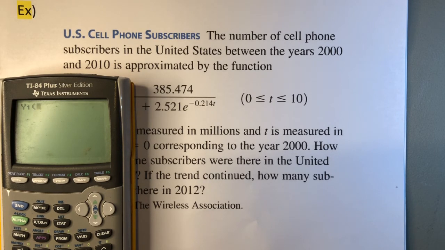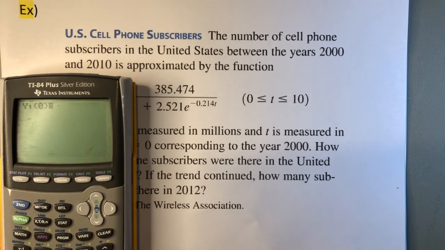So how many subscribers were there in 2000? That would be when t is equal to 0. That's how you'd enter it in there. And then you would round this value to the nearest tenth. I believe that WebAssign wants you to round this to the nearest tenth. So this would mean 109.5 million people would have a cell phone subscription in the year 2000.